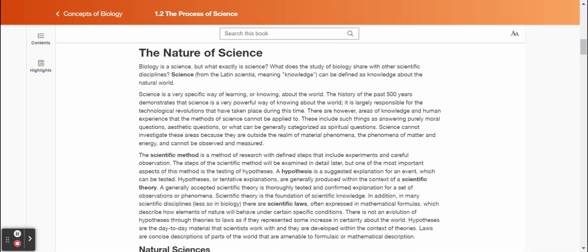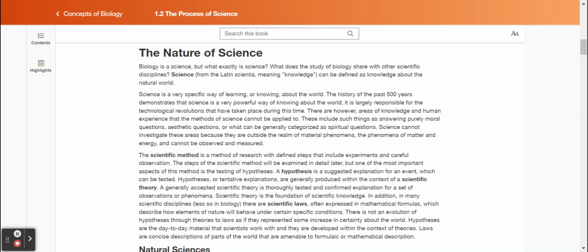The nature of science. Biology is a science, but what exactly is science? What does the study of biology share with other scientific disciplines? Science, from the Latin scientia, meaning knowledge, can be defined as knowledge about the natural world. Science is a very specific way of learning or knowing about the world. The history of the past 500 years demonstrates that science is a very powerful way of knowing about the world. It is largely responsible for the technological revolutions that have taken place during this time.